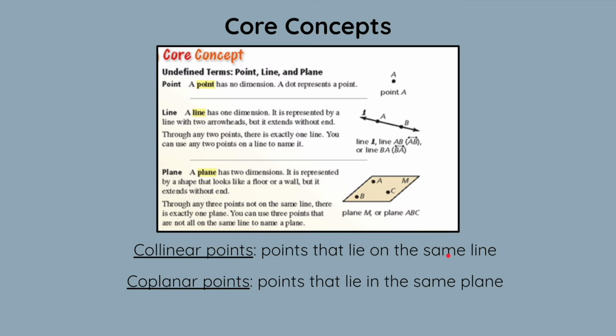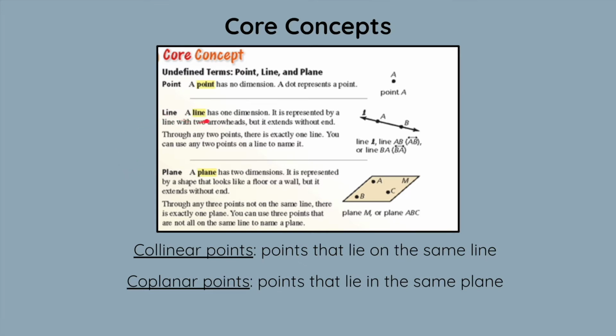So moving on to core concepts. A point has no dimension and a dot represents a point. So we can see here point A is represented as this dot right here. Now we can put points on lines as well as inside of planes.